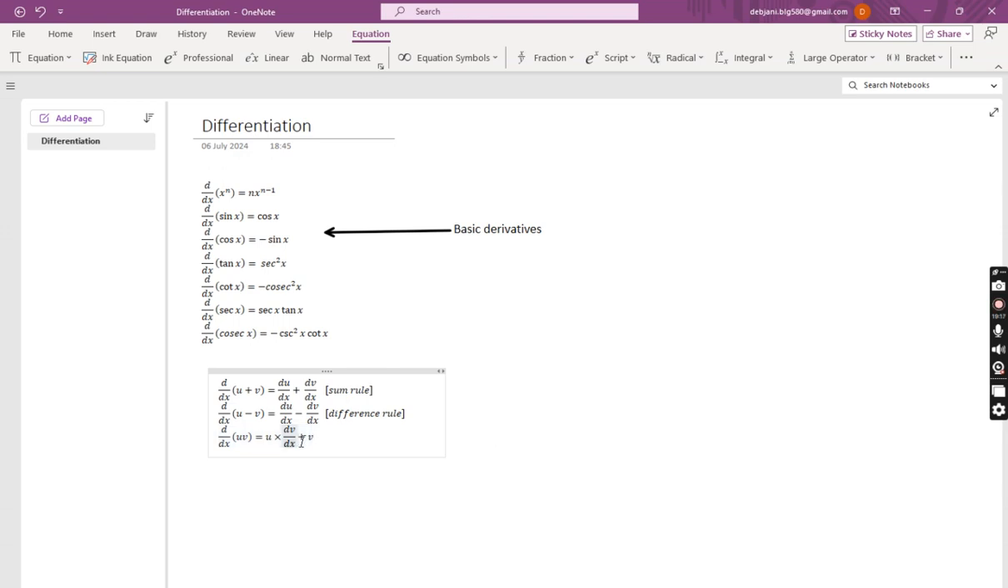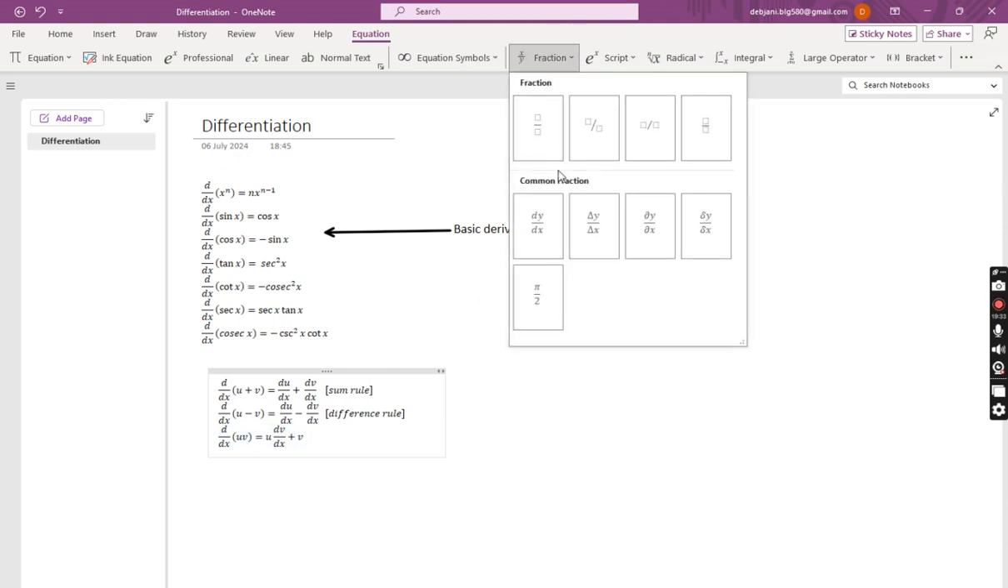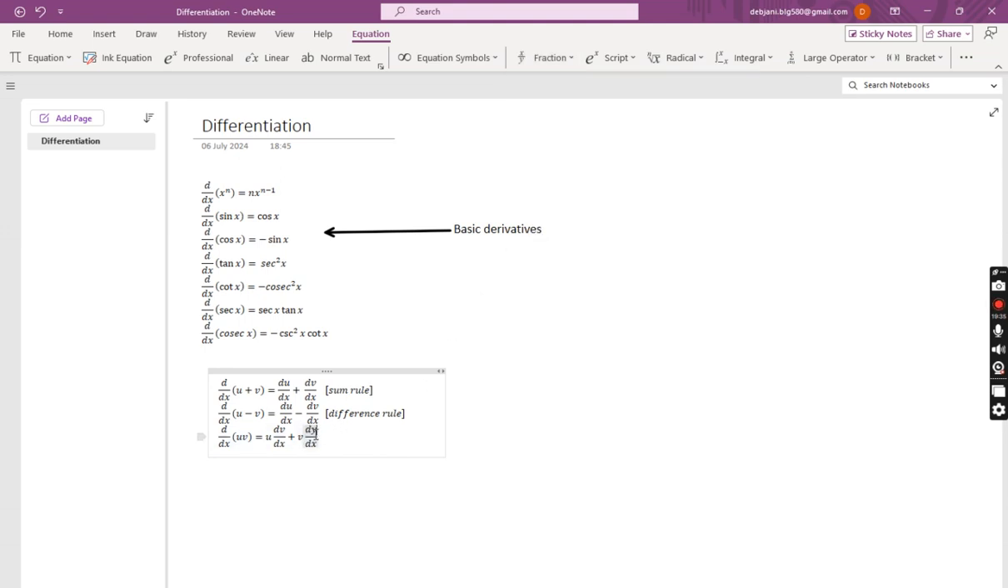plus we will multiply v with the differentiation of u with respect to x. What is this called? This is called the product rule.